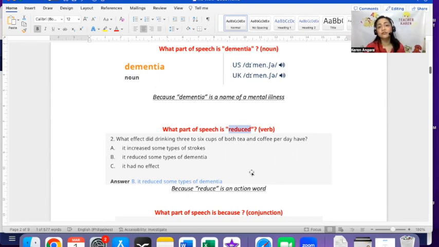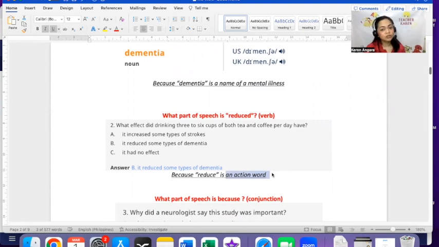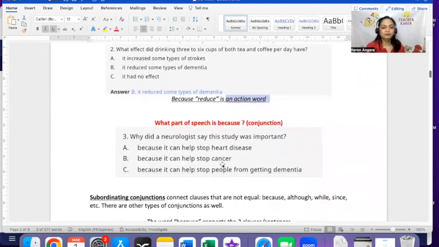And once again, you give some sort of reasoning. Reduced is a verb because it is an action word. To reduce something, right? To reduce something, to lower something.